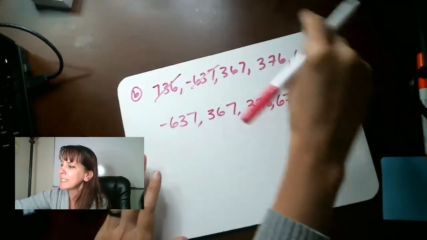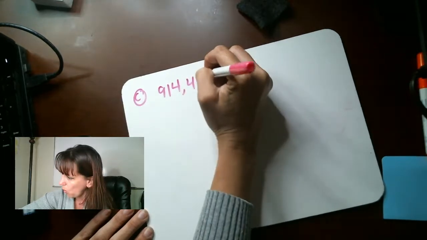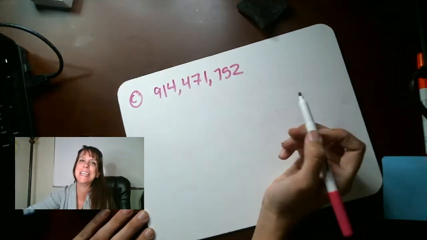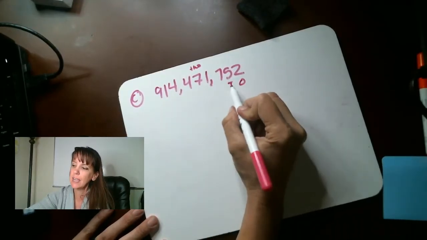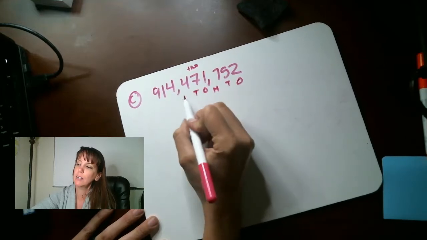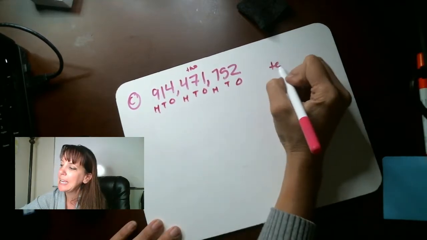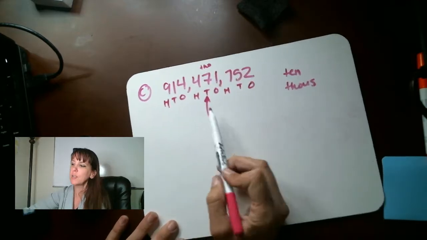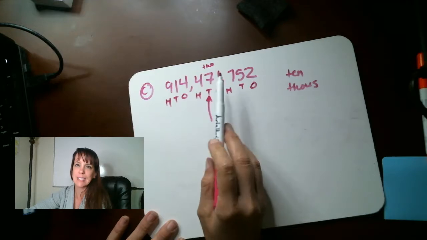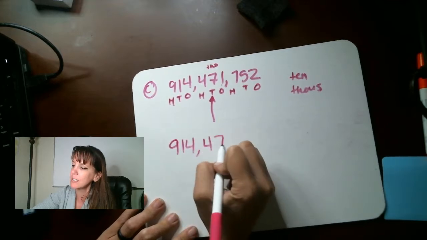All right, for C, it's asking us to round 914,471,752 to the nearest 10,000s. Here is our thousands, and it goes 1, 10, 100, 1, 10, 100, 1, 10, 100. Here's our thousands, and we want to round it to the nearest 10,000. So that's going to be this position right there. We look at the digit next to it. It's a 1. That is less than 5. So we keep this 7 the same. 914,470,000.